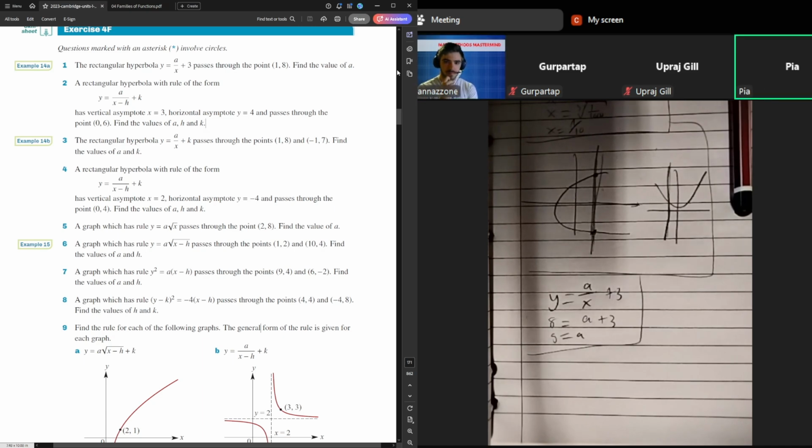Can we just sub it in again? Yeah, so we got 3 pieces of information there. We got asymptote, asymptote, and point. Are you saying start by subbing in the point?